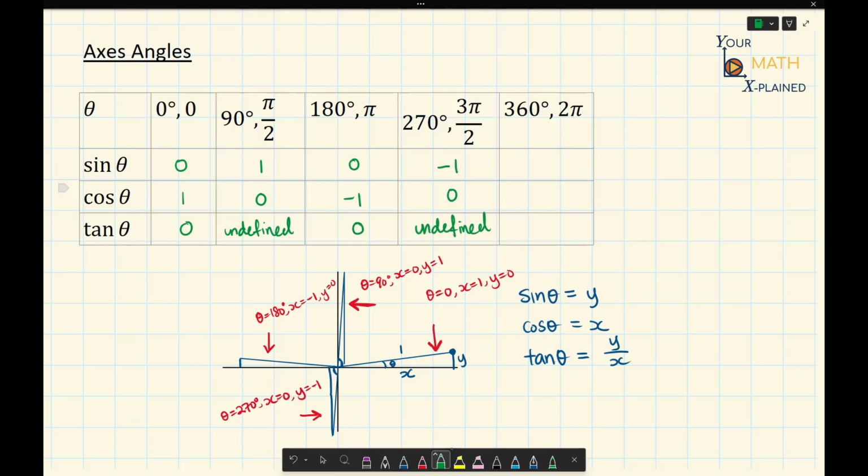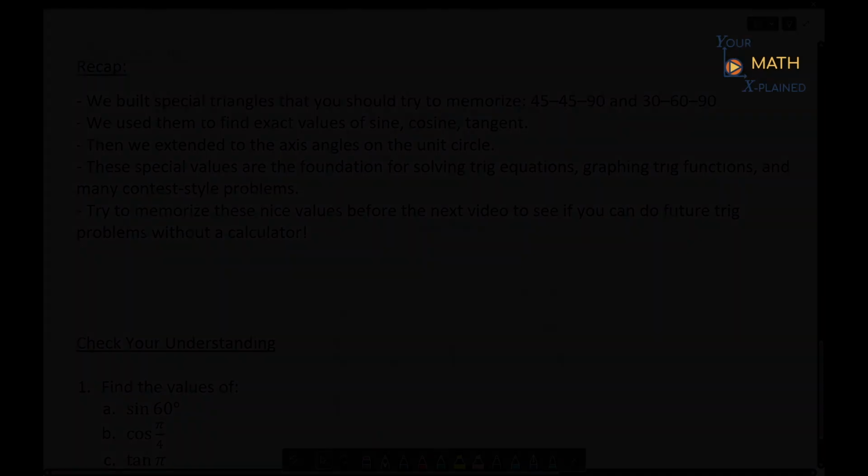Now the last one is 360 degrees, but that is just the very first triangle that we drew because 360 is just one full rotation, so we're already back at 0, which means the values are going to be the same as that of 0. So that'll be 0, 1, 0. So now if we exceed this full rotation, then the circle is just going to repeat itself. So the values will continue to repeat as well.